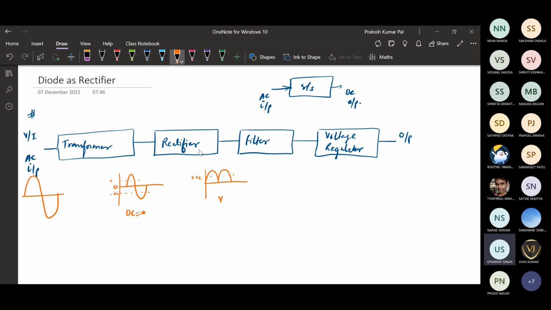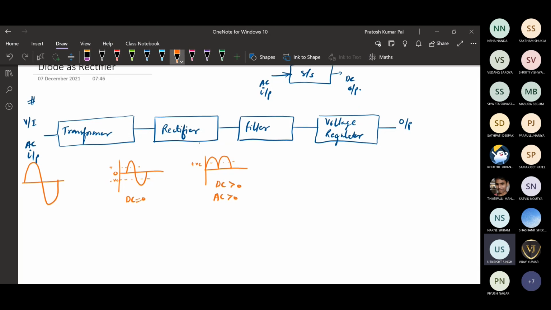Here we can write that the DC value of the waveform will be somewhat greater than 0. It also has some AC value, so it is not a pure DC. So, what does the rectifier do?